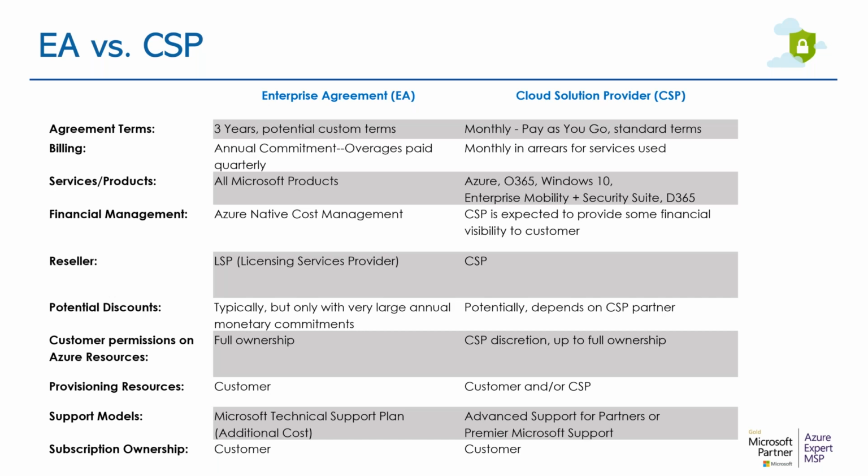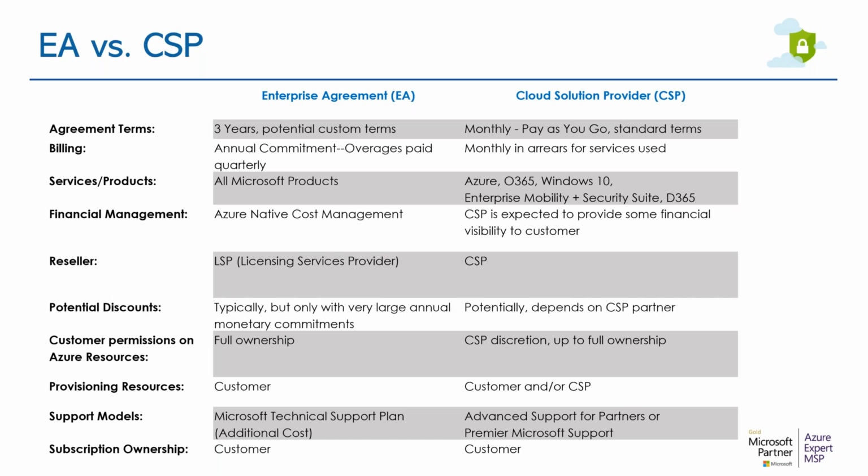From a billing perspective, in an enterprise agreement, you do have an annual monetary commitment. So basically you say, okay, I think we're going to spend this much money on Azure, and you pay that up front for each year. And then if you go over that, you'll pay overages quarterly. Sometimes that's advantageous. If you need to pay everything up front, then maybe that's the way to go.